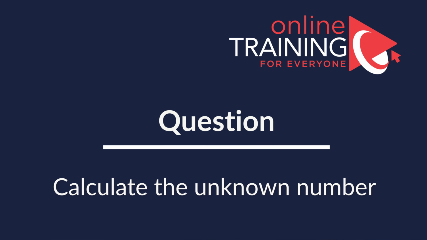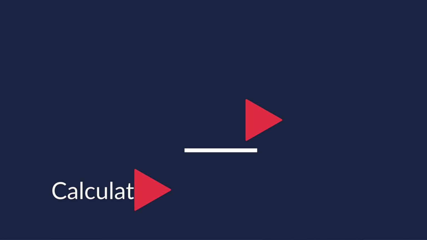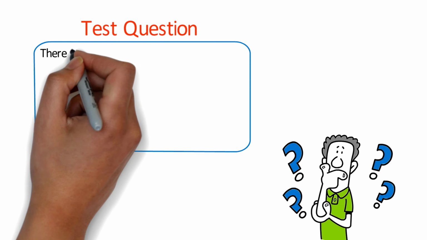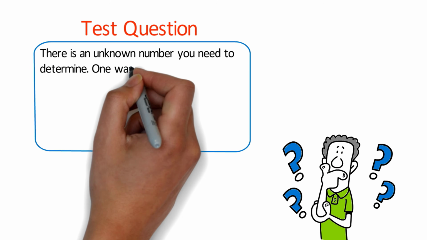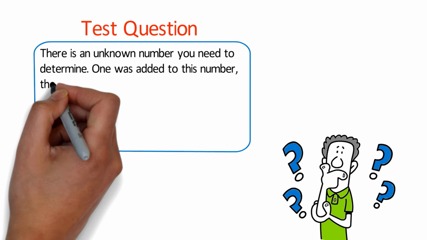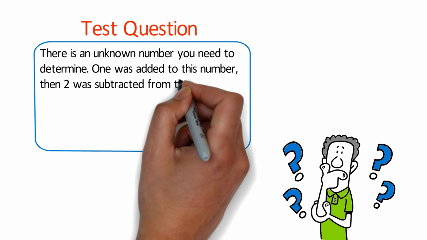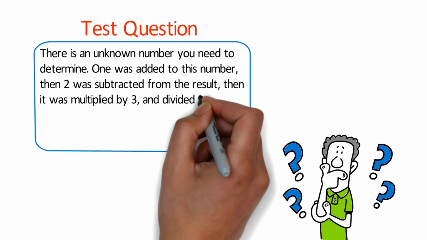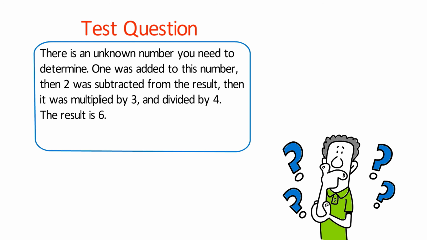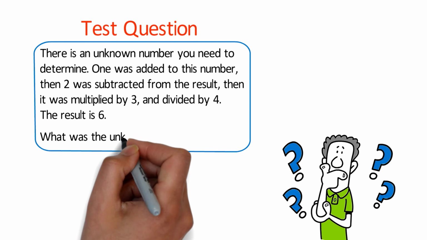Here's a cool, simple question, which is frequently used to test mental math capabilities. There is an unknown number you need to determine. 1 was added to this number, then 2 was subtracted from the result, and then it was multiplied by 3 and then divided by 4. The result is 6. What is the unknown number?